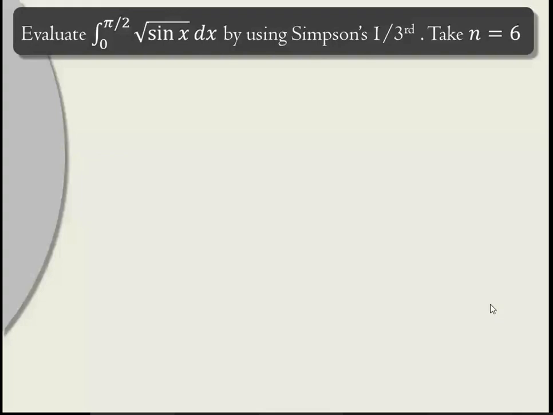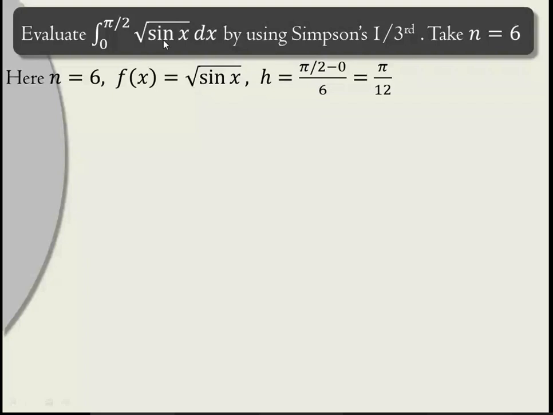We know what n is. We know the limits of the integration. We know the function inside the integral, so take this function inside the integral as f of x. A is 0, b is pi by 2. Take n as 6. By that we can get h. F of x is square root of sine x, h is equal to pi by 2 minus 0 divided by 6. So it will be pi by 12.